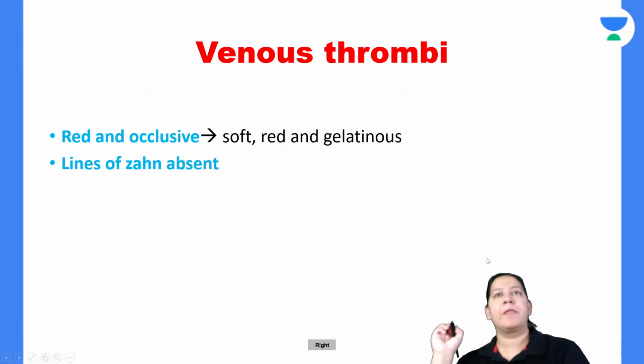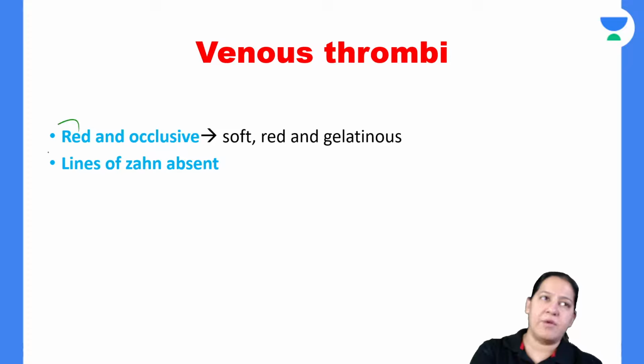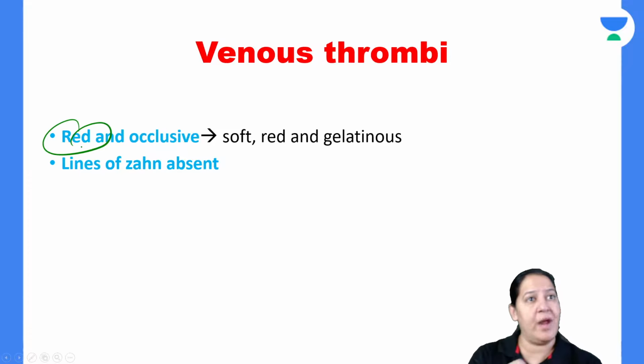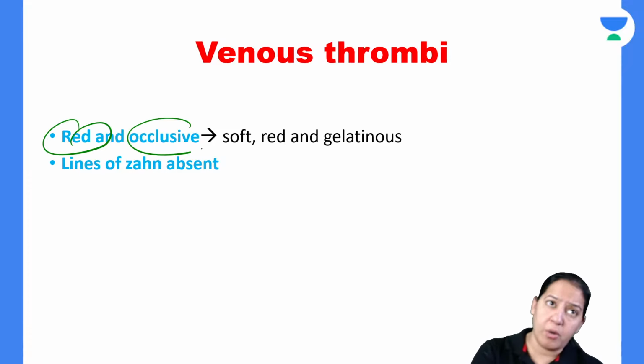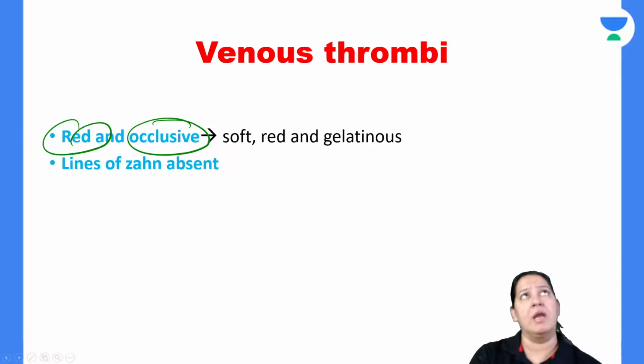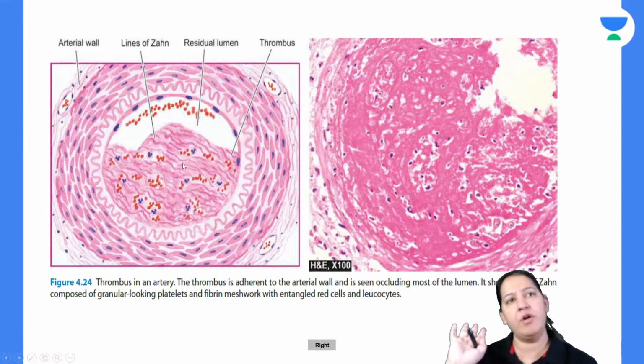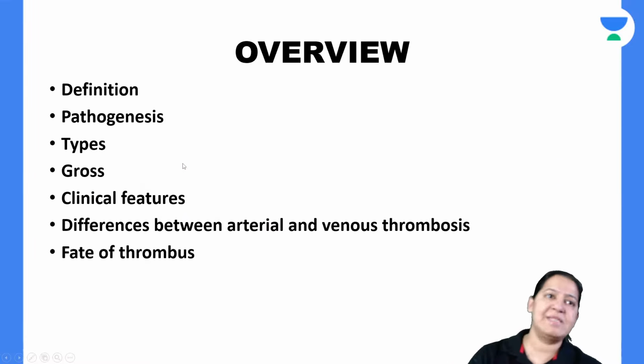Give me a thumbs up. So venous thrombus is red. Arterial was white, venous is red. Arterial was partially obstructed, that is mural. The venous one is occlusive. In the arterial one, lines of Zahn are present. In the venous one, lines of Zahn are absent. Have you got it? So let's see the differences between arterial and venous thrombus.